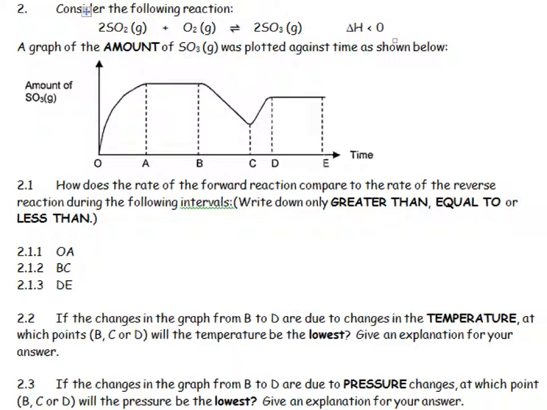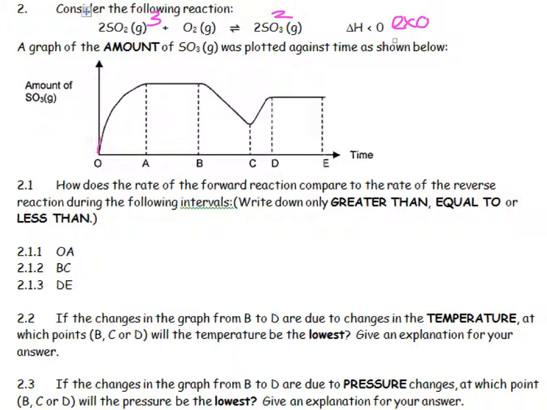Consider the following reaction. We've got sulfur dioxide and oxygen forming sulfur trioxide, and my delta H value over here means that it is exo because it is a negative value, so it's an exothermic reaction. My gas moles are 3 gas moles on the left and 2 gas moles on the right. So, how does the rate of the forward reaction compare with the rate of the reverse during the following intervals?